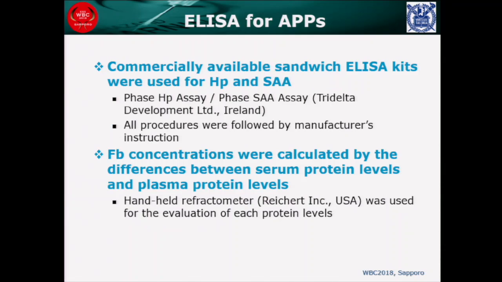To evaluate some APPs, commercially available sandwich ELISA kits were used to evaluate haptoglobin and serum amyloid A, and fibrinogen concentration was calculated from the difference between serum protein levels and plasma protein levels. For the evaluation of each protein level, a handheld refractometer was used.